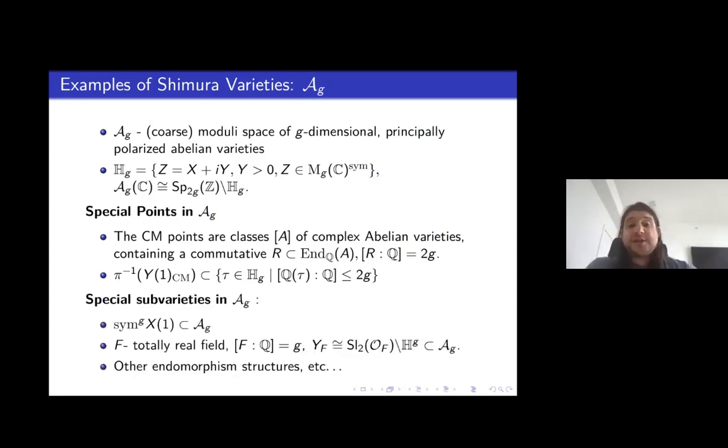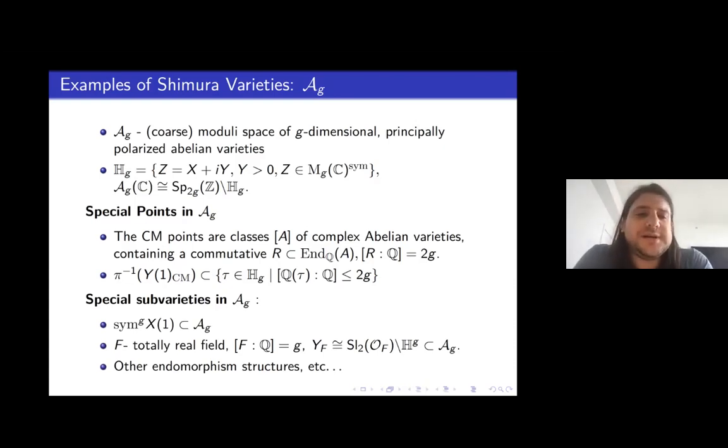Okay, now it's much harder to classify the special subvarieties in A_g. I'm not an expert, but based on what I've seen, I think it'd be hard to give a complete classification. But here are some prominent examples.